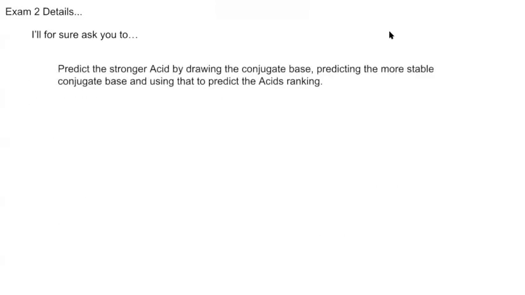And I'll ask you to predict which of 2 acids is stronger, and it won't be 2 acids you memorize the pKa of. You'll have to draw the conjugate base and say, this conjugate base has a negative charge that's stabilized more, making it a weaker base. So the conjugate acid's stronger, that kind of thing. And you'll have to draw out the conjugate base.